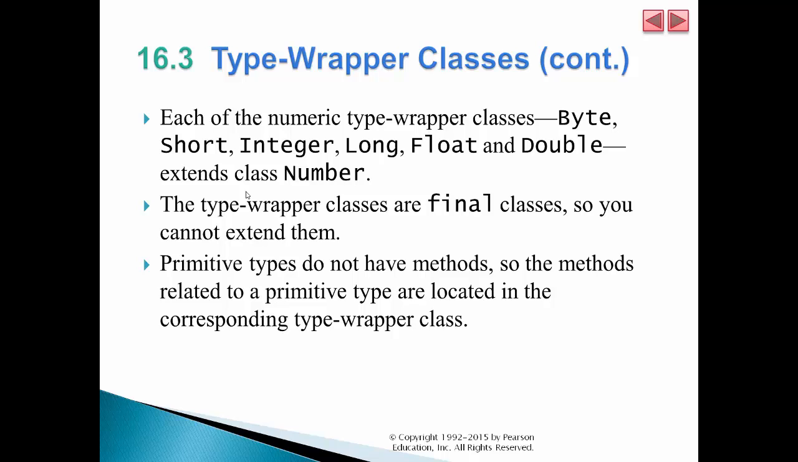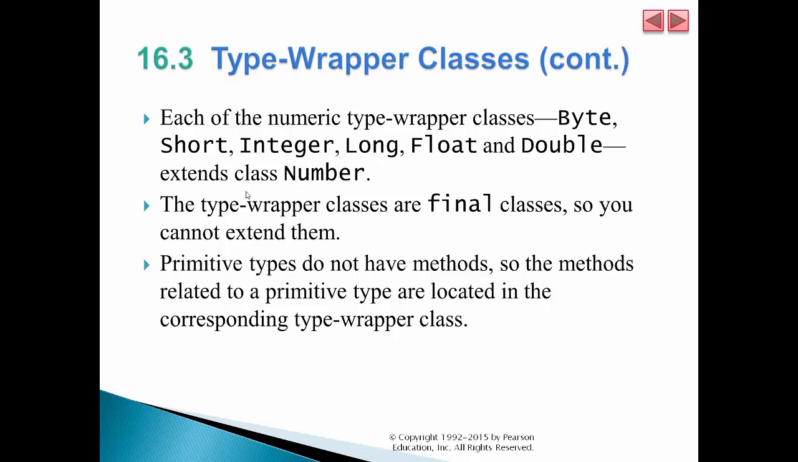So primitive data types do not have methods. They are not objects, right? They don't have any internal state. They don't have any particular behavior. They are just values. But the type wrappers, because they are objects, have their internal state, and they also have certain methods that can be used to do certain operations with these objects.